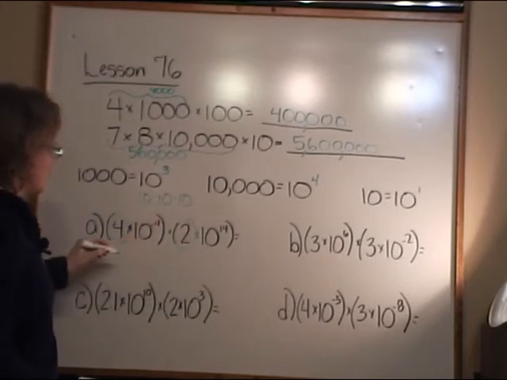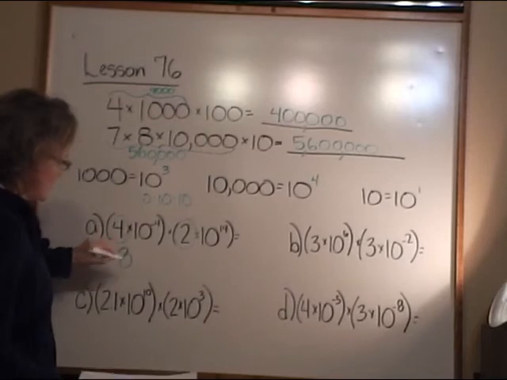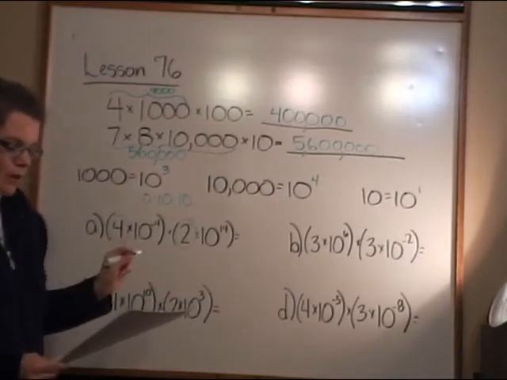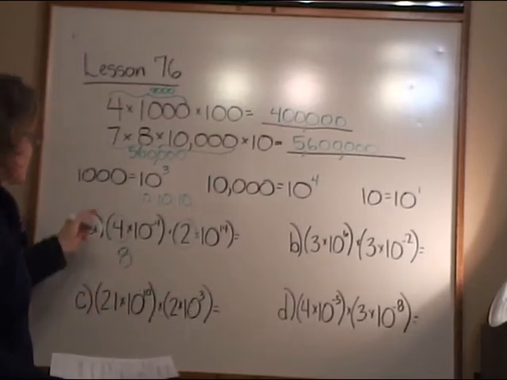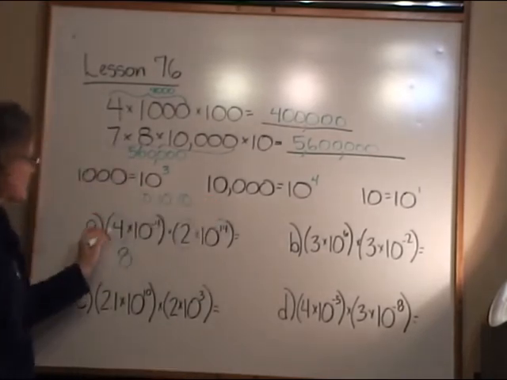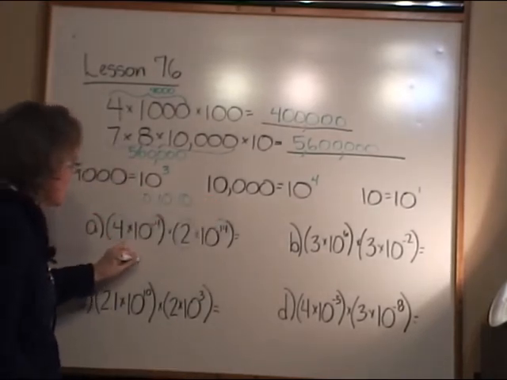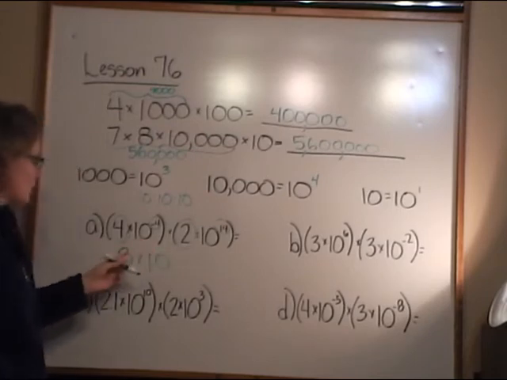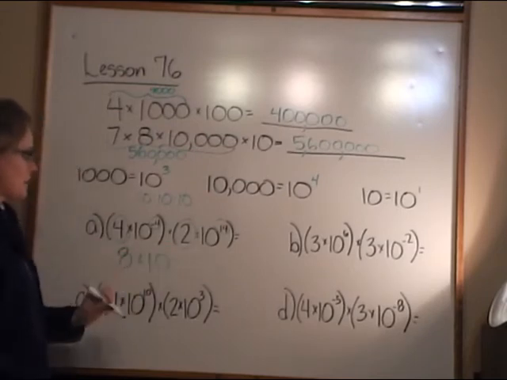So 4 times 2 is 8. And then what you do is you add the exponents. And the exponents are these. Okay, so you have to take your 8, and then you're still in scientific notation, so you're going to keep your 8 times 10 to the something.